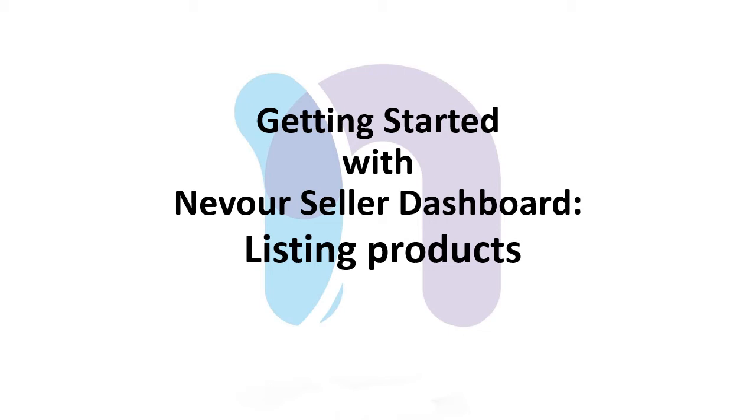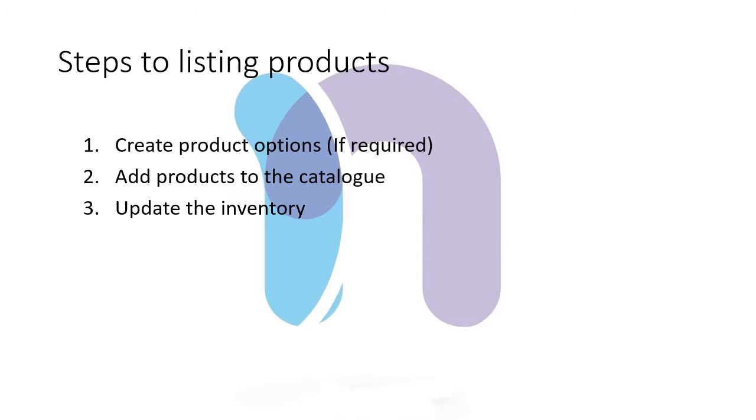Getting started with Nevour Seller Dashboard. Listing your products. There are three steps to listing your products. If your products have product variants, the first step is creating your product options. The second step is adding products to the catalog. The third step is updating your inventory.